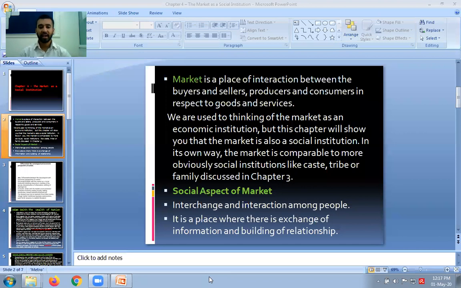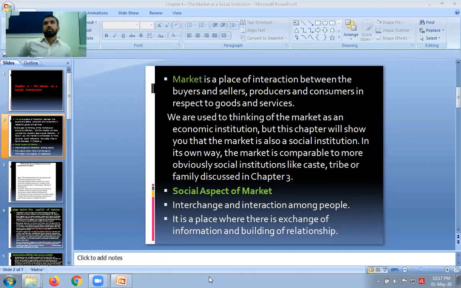Apart from buying and selling, interaction of people also takes place, isn't it? Yes. Interchange and interaction among people. So interchange of goods and services happens in society, happens in the market. Interaction also happens in a market, right? It is a place where there is exchange of information and building of relationships, right? Now, obviously, relationships are built in the market. I'm talking about social relationships. And obviously, information is also exchanged there, right?